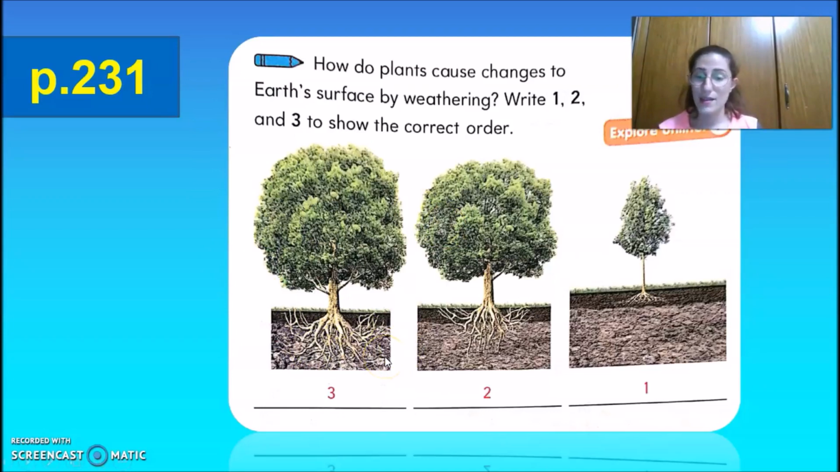Clear? And this does not happen directly. It needs a lot of time. Year after year, the same thing happens until the plants change the rocks into pebbles and soil. So it is a slow process that causes changes to the surface, and it is a pattern. Excellent. Clear?